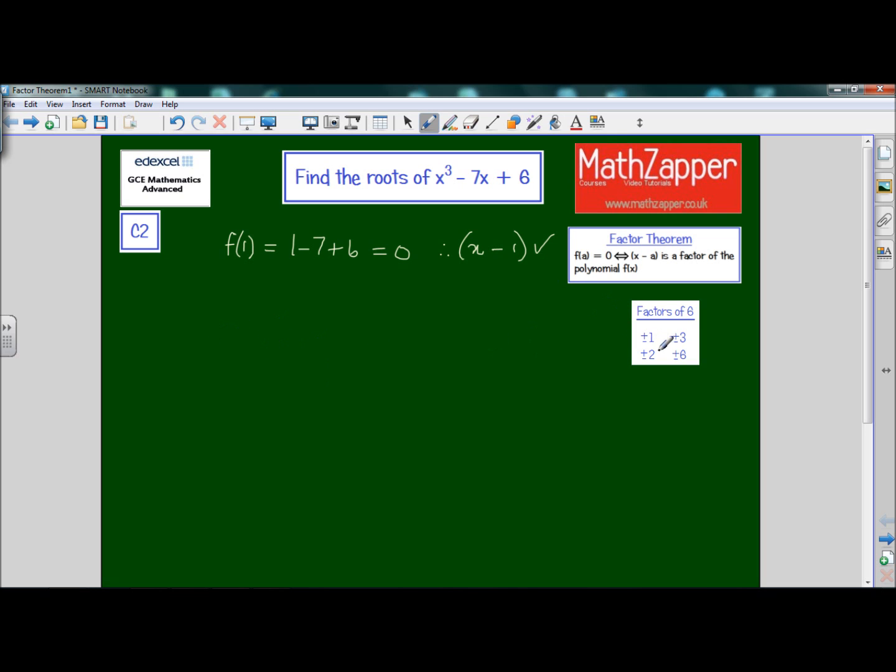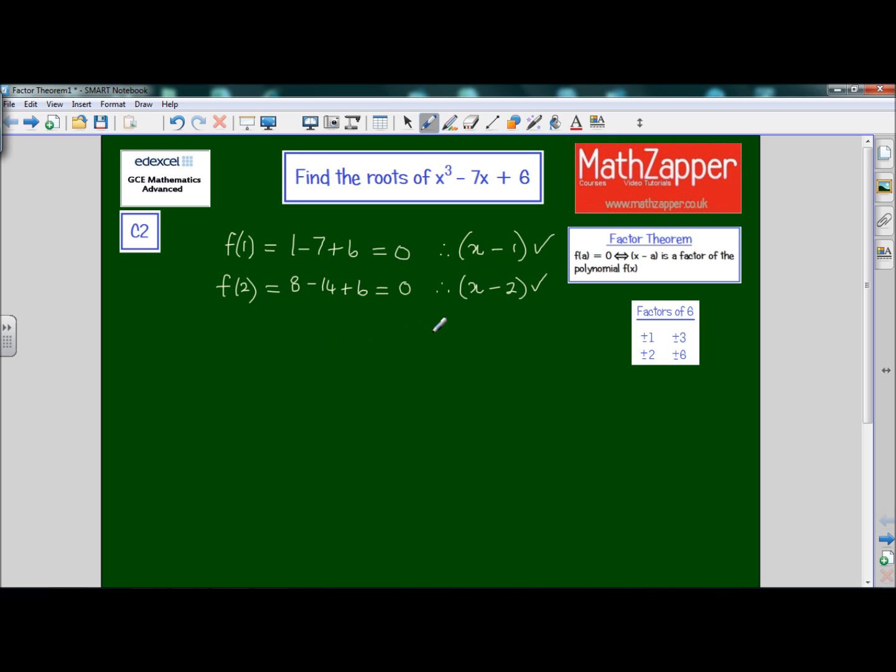Okay, so let's try f of 2. Let's see if that works. And again, we'll replace the x with the 2, so 2 to the power of 3 gives us 8. And we're going to subtract 7 times 2, which is 14. And 6 again is a constant, so we add 6. And again, if we add all these numbers together, 8 plus 6 is 14, subtract 14, answer 0. So therefore, again, we can say, in this case a is 2, so x minus 2 is also a factor.